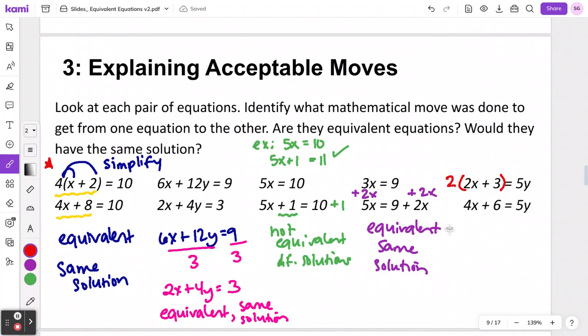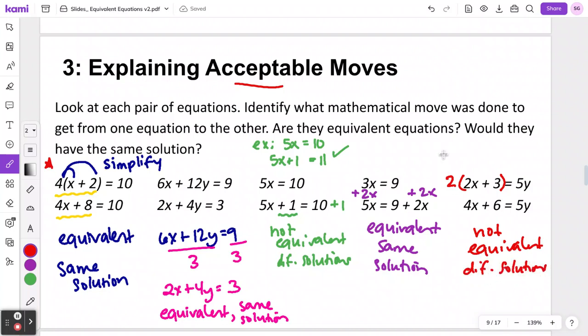Now, think about what you know about solving equations. Are you only allowed to multiply one side of the equation? No. If you want to multiply, you have to multiply both sides. So this right here is not allowed. It is not acceptable, which would mean these two equations are not equivalent, and they would have different solutions.